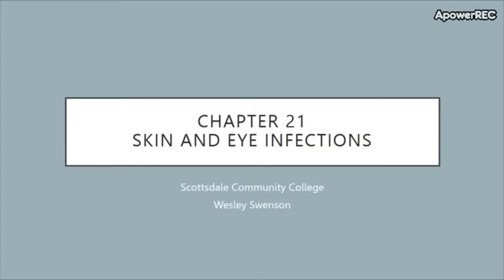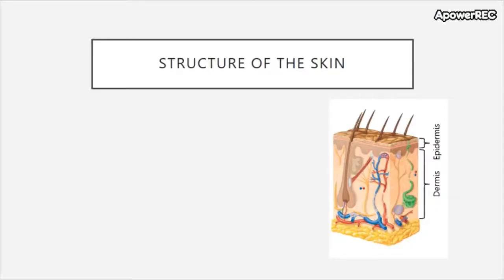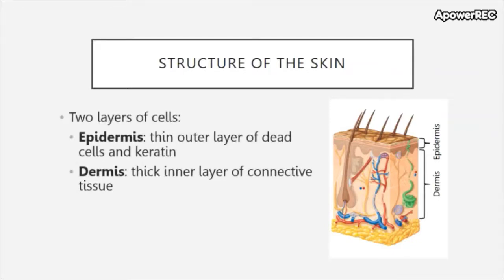This chapter will begin our discussion of select topics of diseases. Chapter 21, Skin and Eye Infections. We have previously discussed the structure of the skin in our discussion about the first line of defenses in the immune system, but let's continue to cover it in more detail.